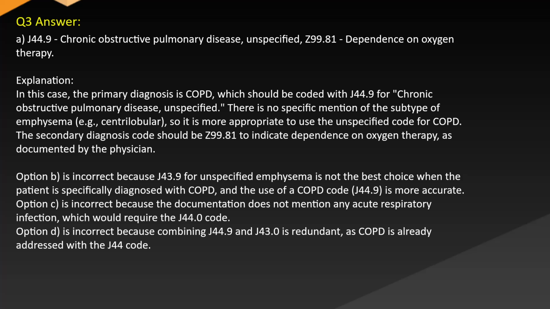Option B is incorrect because J43.9 for unspecified emphysema is not the best choice when the patient is specifically diagnosed with COPD, and the use of a COPD code, J44.9, is more accurate. Option C is incorrect because the documentation does not mention any acute respiratory infection, which would require the J44.0 code. Option D is incorrect because combining J44.9 and J43.2 is redundant, as COPD is already addressed with the J44 code.